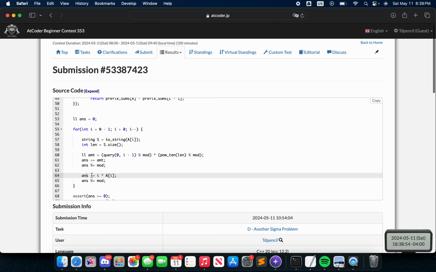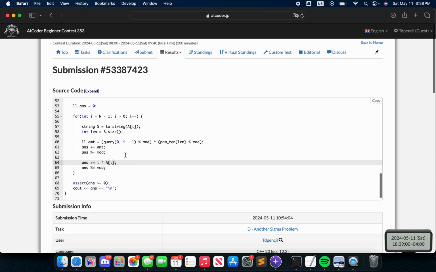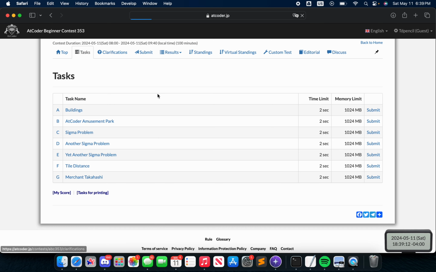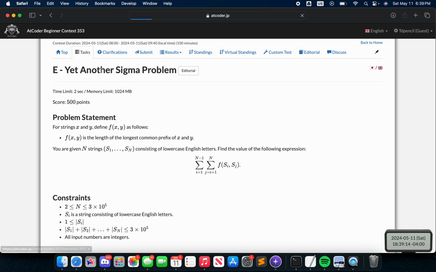And then I add a of i, and I add it i times, because that's how many pairs we can match it up with. And then I do mod on it too. And low-key, I could do a proof for why this works, but I don't have the energy to do it, so we're gonna move to the next problem.